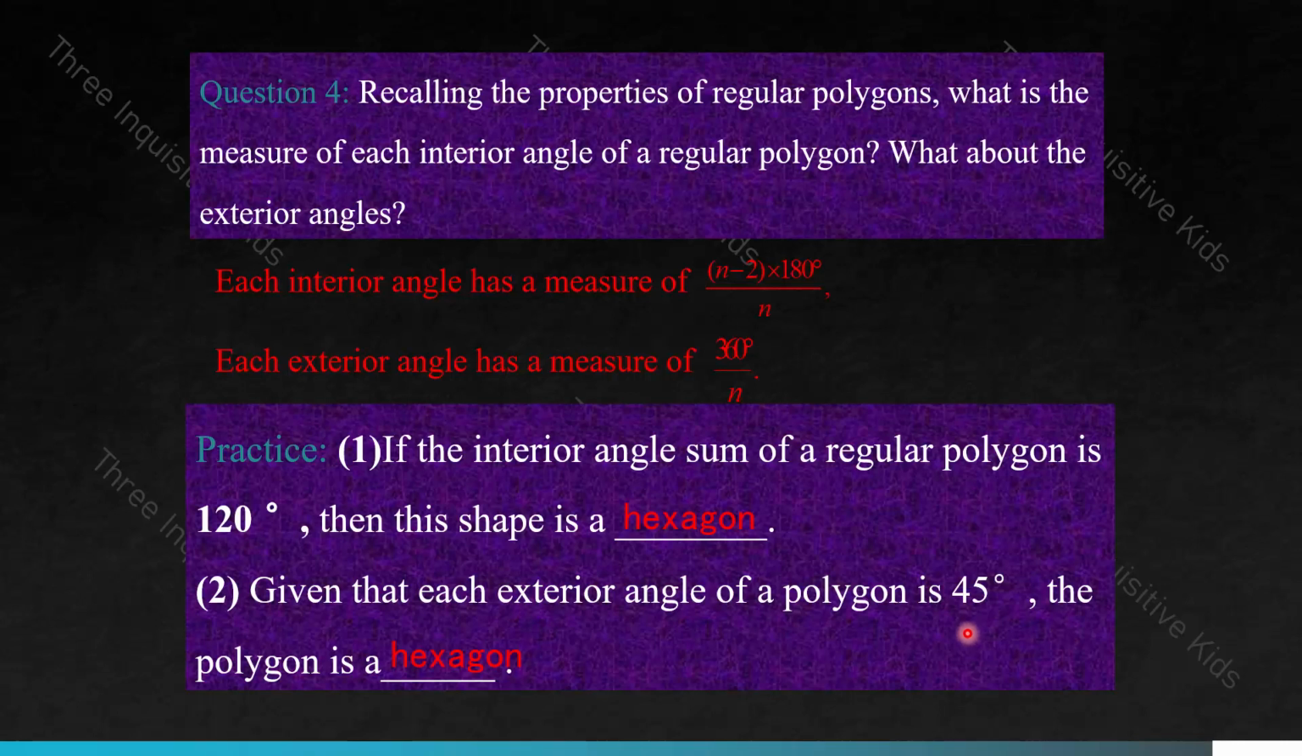Again, we used the same formula we had for interior angles that we covered earlier that you took notes of, to show that this shape has 6 sides, which means that it is a hexagon. Given that each exterior angle of a polygon is 45 degrees, the polygon is a hexagon. So what we're doing now is using our exterior angle sum formula to get the 6 sides that this polygon has, since each exterior angle is 45 degrees.